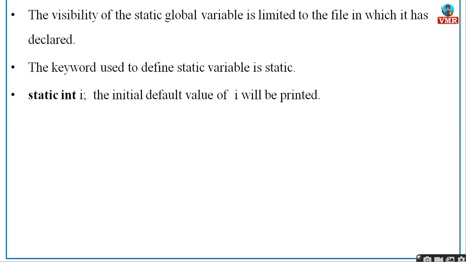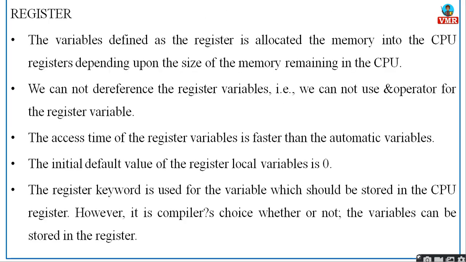Next comes register. A variable defined as register is allocated memory in the CPU registers, depending on the size of the memory remaining in the CPU. We cannot dereference register variables, that is, we cannot use the & operator on a register variable. Here the & operator is nothing but the address-of operator. Once it is assigned to a register, you will not be able to change its address again. The access time of register variables is faster than automatic variables, and the initial default value of register local variables is 0.